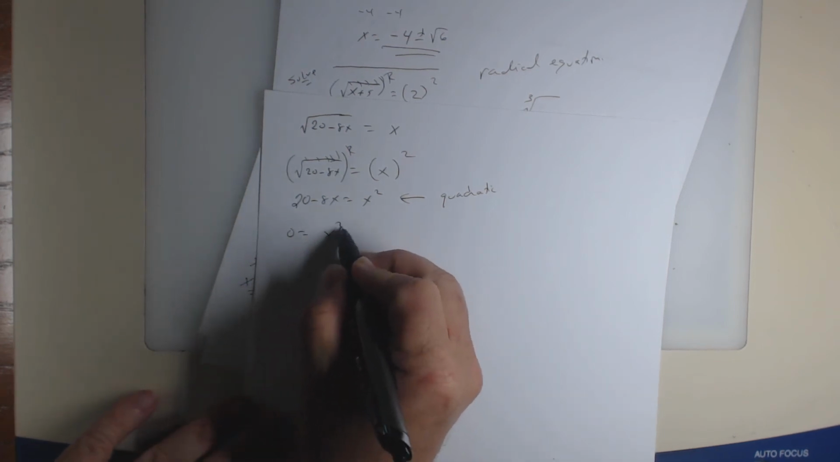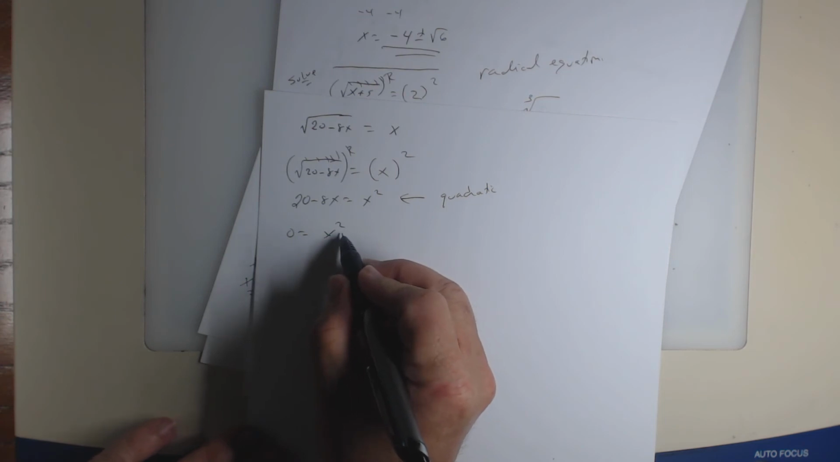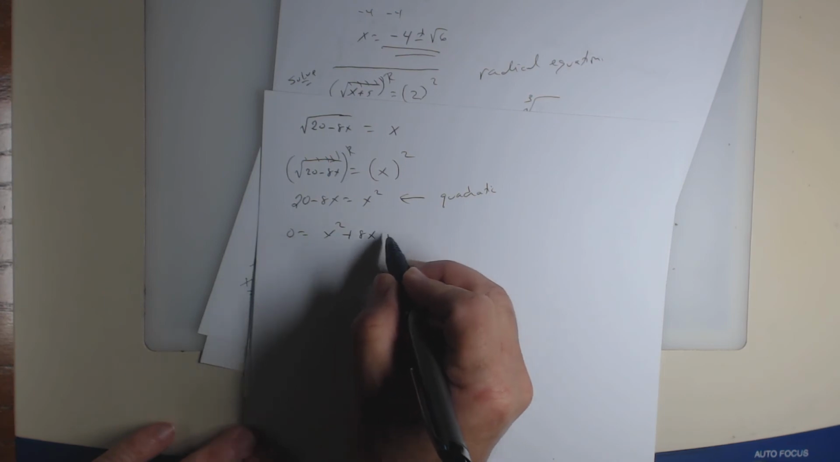So I get 0 equal x squared, and tell me the rest. Put in descending order. Not plus 8x minus 20. So put in descending order. So x squared. So when I bring the negative 8x over, it becomes positive 8x. When I bring the positive 20 over, it becomes a negative 20.